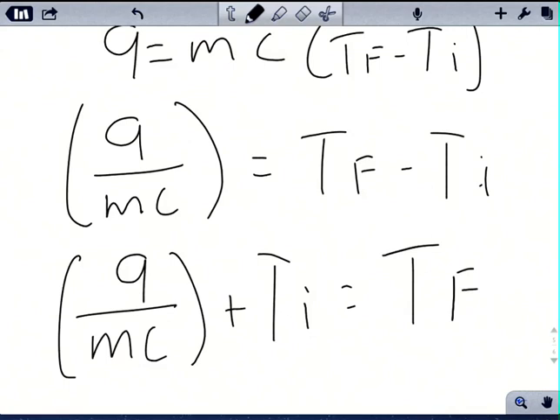Other thing is make sure we're paying attention to how we're plugging it in the calculator. Usually, if you're plugging in the calculator, put the denominator in parentheses. It usually helps a little bit.